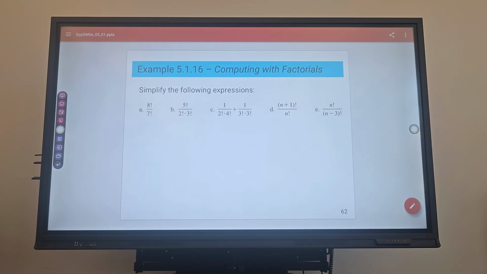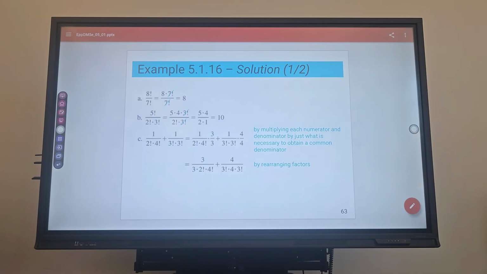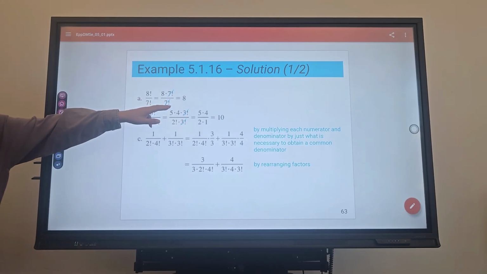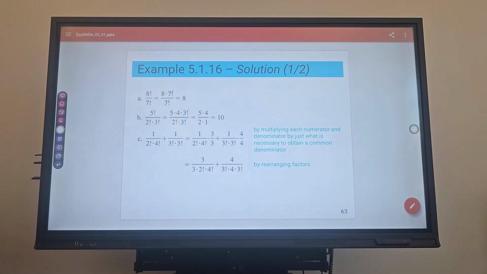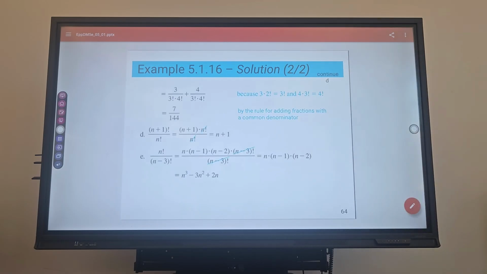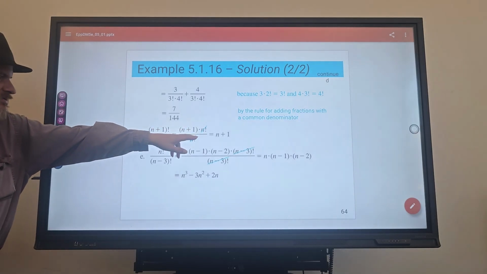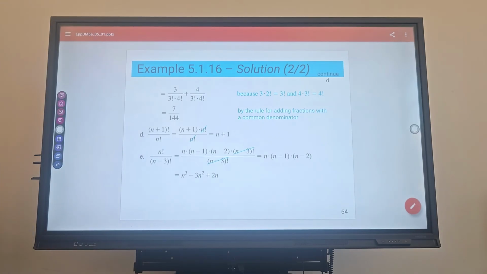So there you go. So C is, the 8 factorial is 7 factorial times 8 over 7 factorial, which leaves behind the 8. On D, like I said, n plus 1 times n factorial over n factorial, the n factorials cancel out, leaving n plus 1.